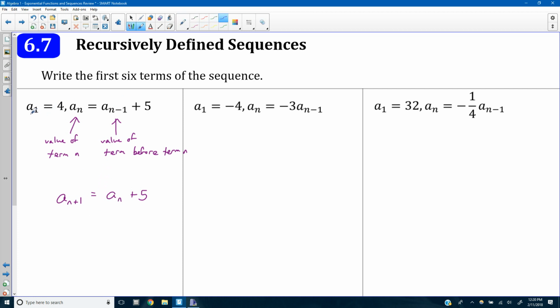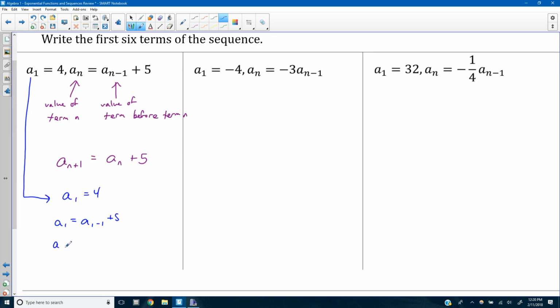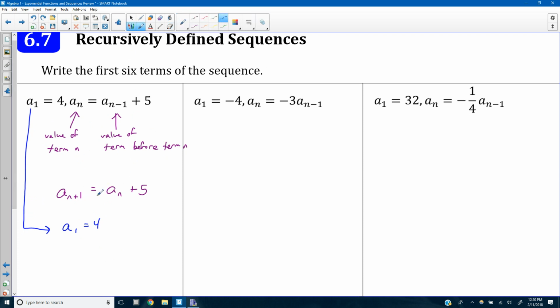Because we're starting, they give us a sub 1. If a sub 1 is 4, I don't want to try and use this formula and say a sub 1 equals a sub 1 minus 1 plus 5, because I don't know what a sub 0 was, and frankly, I don't care. If a sub 1 is 4, I'd have to use a sub 0 for that. I don't really care about that. So, whereas this book spelled it out like that, I'd rather go the other way. I'd rather start with a sub 1 and get the next term.